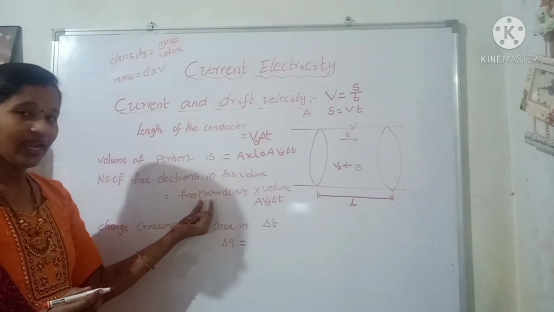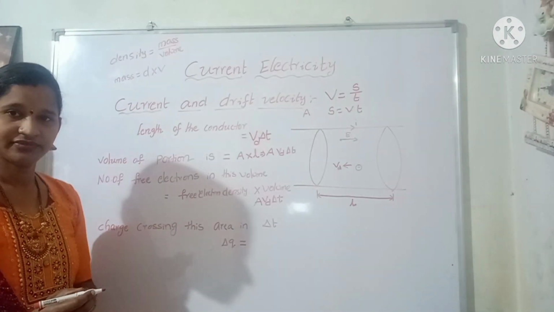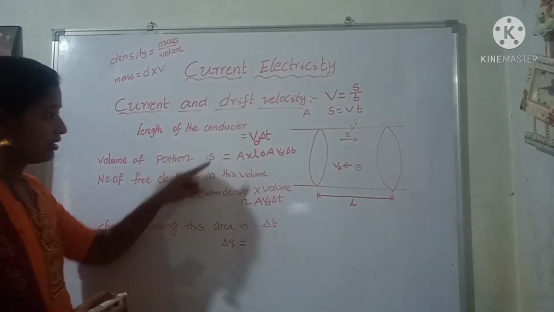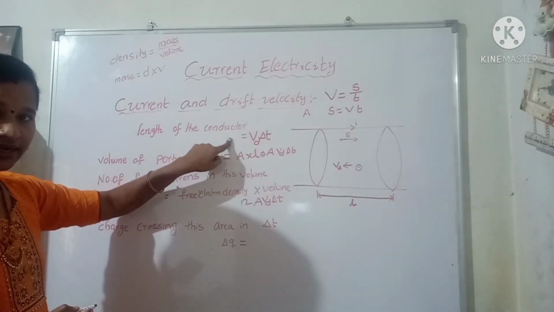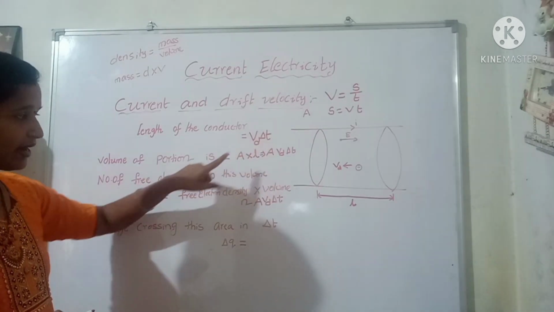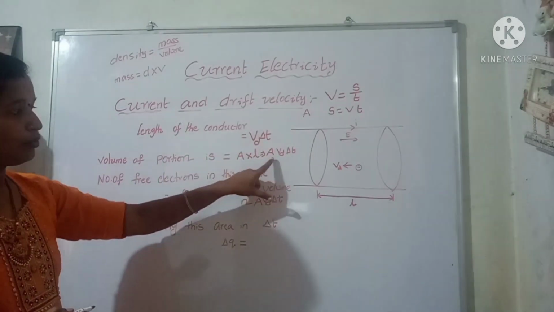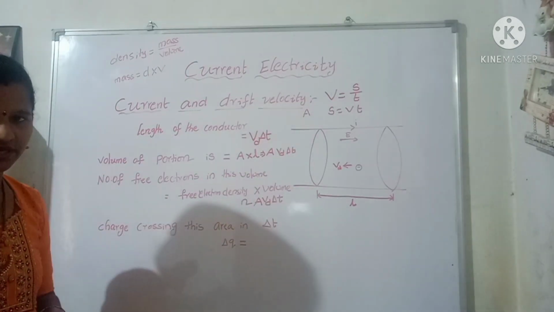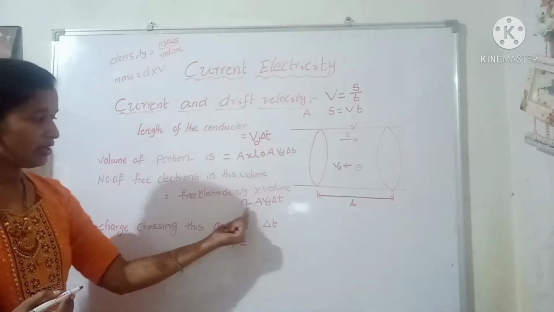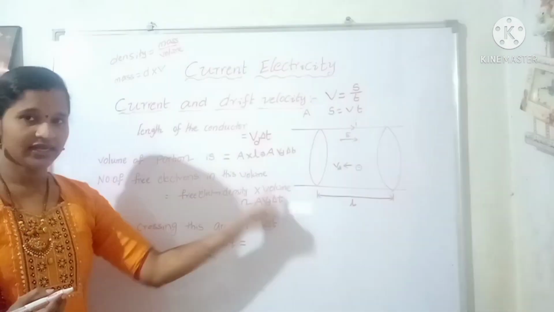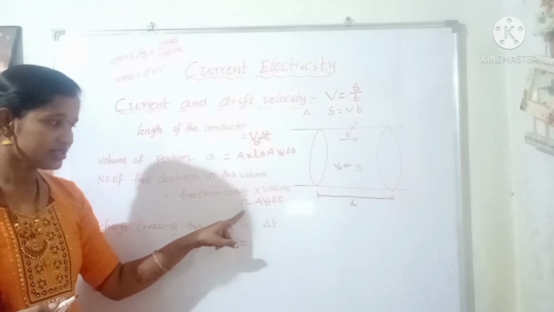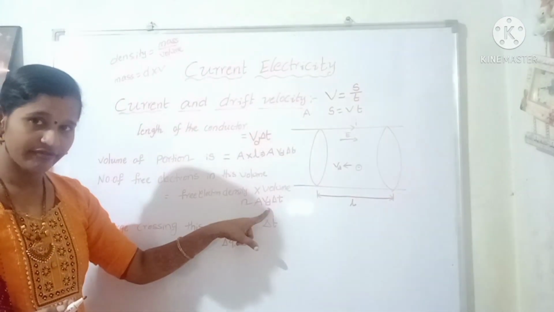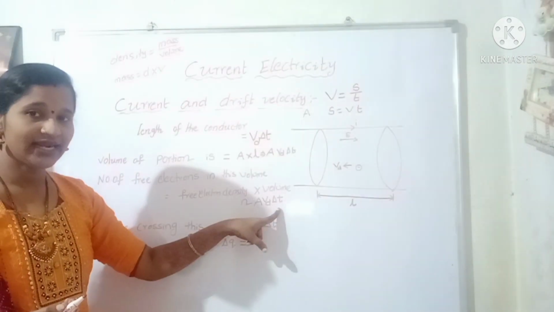What is the free electron density here? N, the number of free electrons per unit volume. So this is the length, Vd delta T, and this is the volume, A into Vd delta T, and this is the formula for the number of free electrons: N into A Vd delta T. Here N means number of electrons per unit volume, A means area of the portion, and Vd is the drift velocity of the electrons in the time interval delta T.